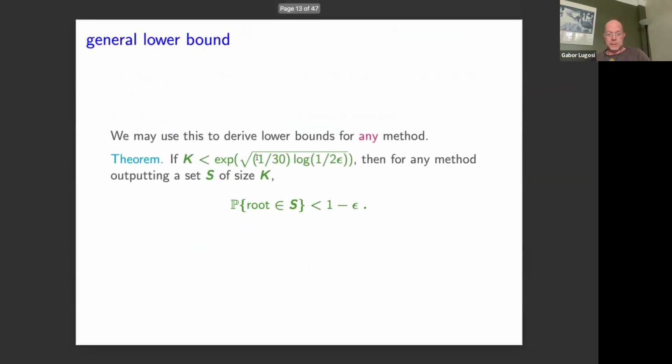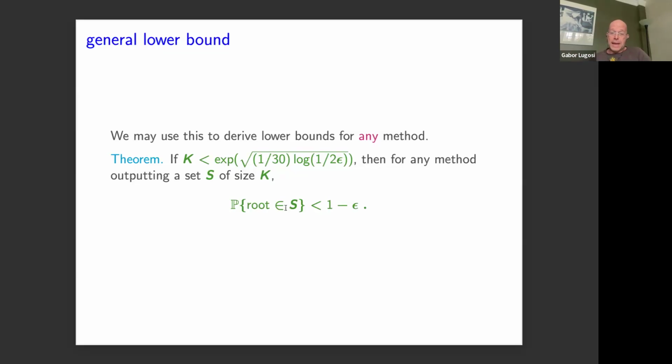So what can we do with that? First of all, we can prove lower bounds. A very simple lower bound that one can get by knowing the maximum likelihood is that no method can output a confidence set that is smaller than something like e to the square root of log 1 over epsilon. The constants are not important here.